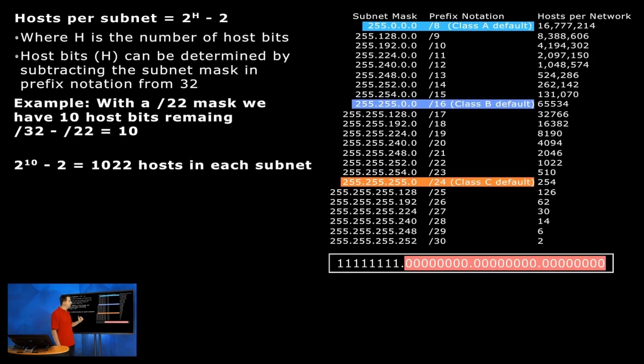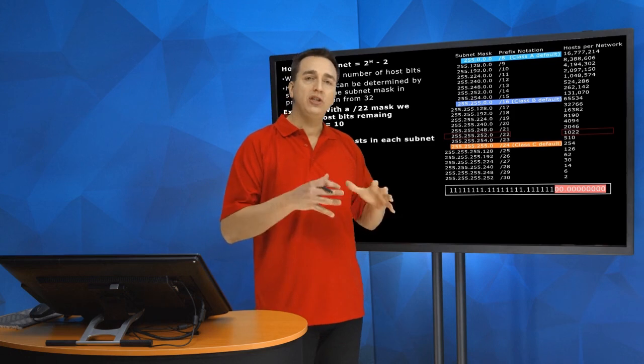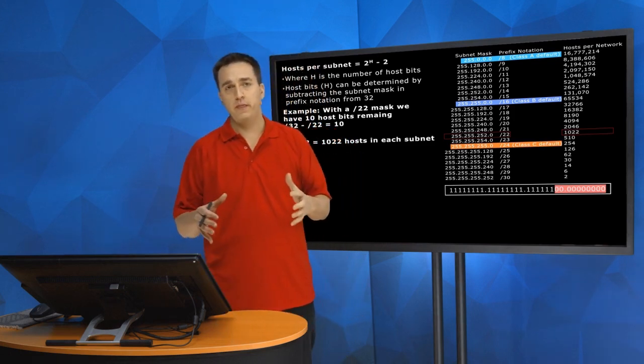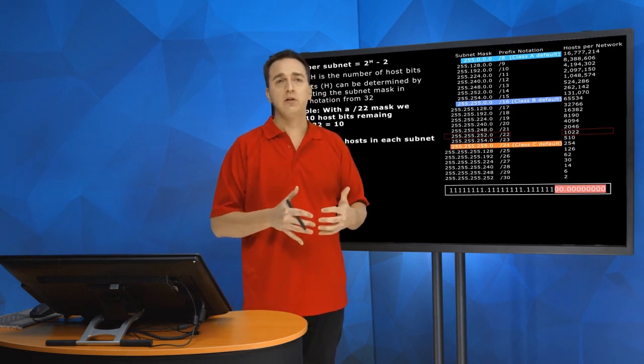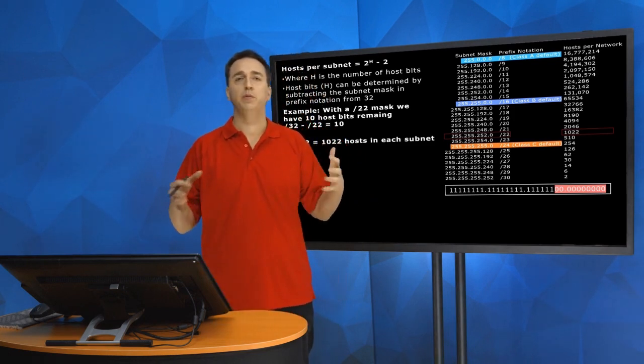So if we go back to our example, that was a /16, and then we move on down to a /22. It says here that we have 1,022 hosts per network. So how did we come up with that number? We use the equation 2 to the power of h minus 2. So what is h in this case? H is the number of host bits left over. So if I'm a /22, how can I figure out the number of host bits left over?